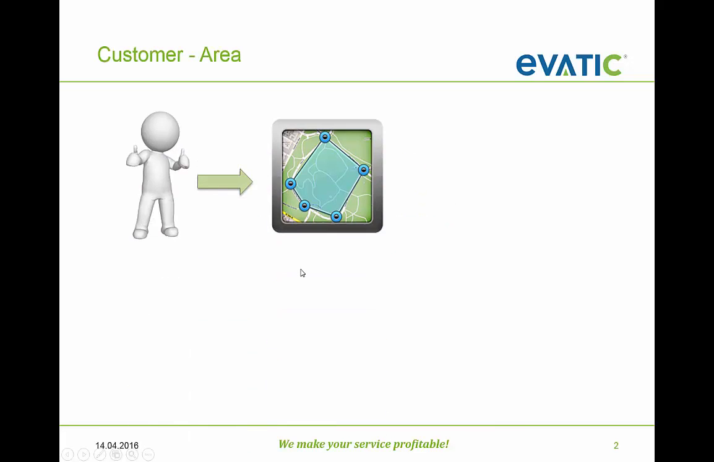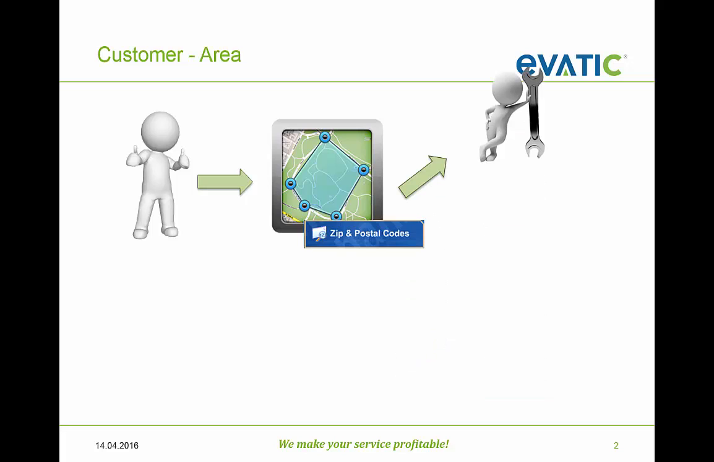Area functionality is a way of connecting customers to a specific defined area. This area can be defined by zip or postal codes. To an area, you can also connect a technician to say that this technician is the one that is working this area. You can also connect several technicians to an area.